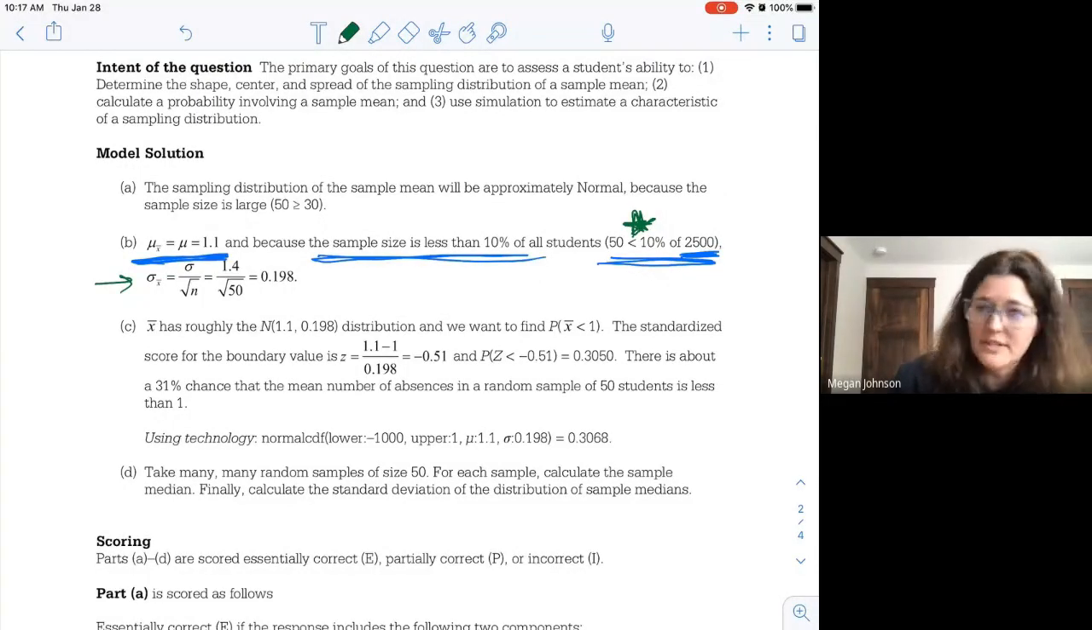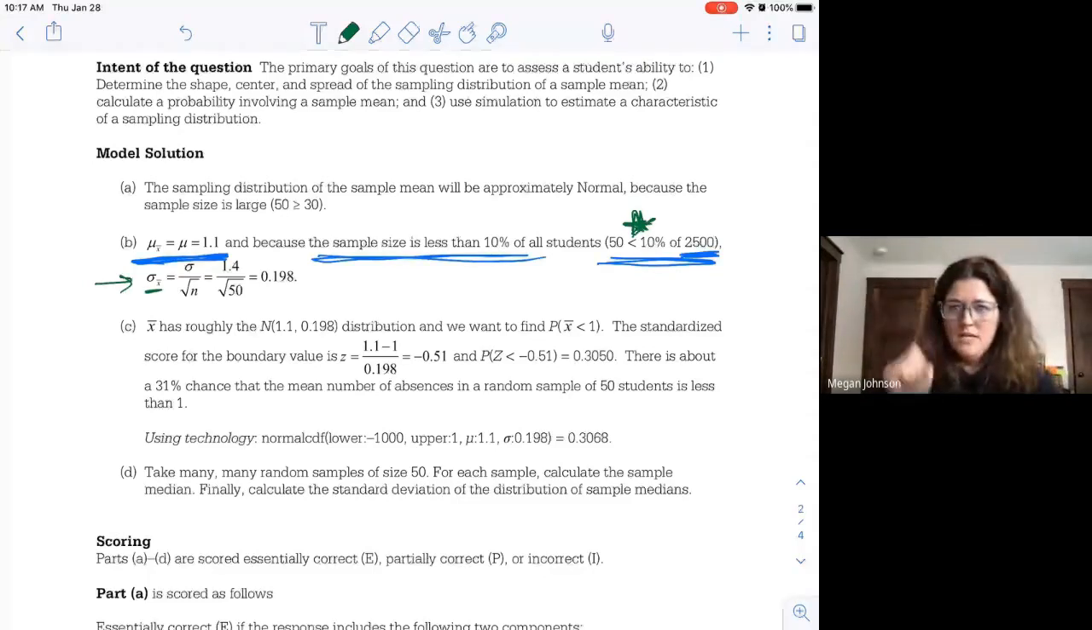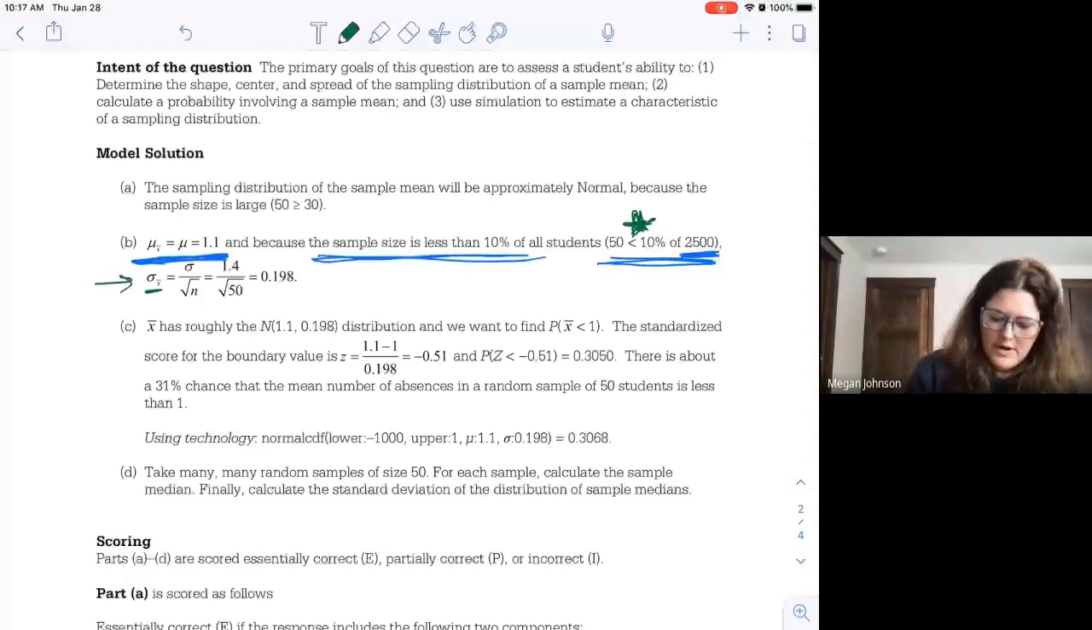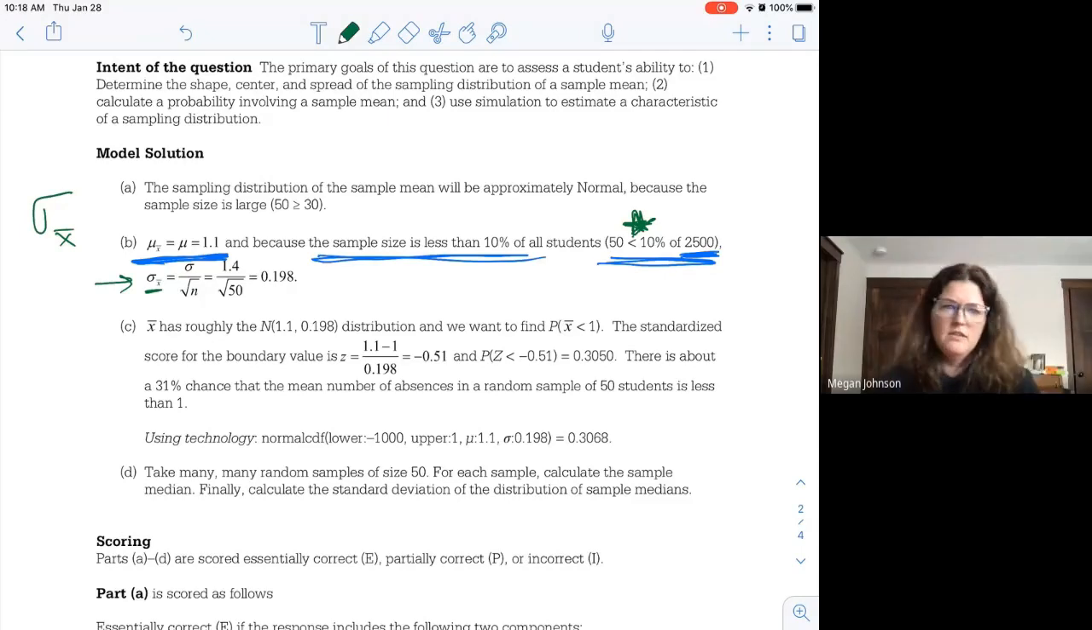So then you calculate the standard deviation. And again, you'll notice that they have the sigma, I'll try to write it larger here, with the X bar underneath. That just tells you that it's the standard deviation of the sample means.